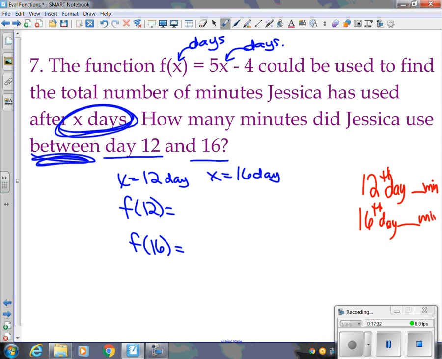So go back and grab your function. 5 times 12 minus 4. 5 times 12 is 60 minus 4 is 56. Did y'all get 56? Yeah. All right, 16. 5 times 16 minus 4. Got a calculator. Everybody's got one. 5 times 16. 76.